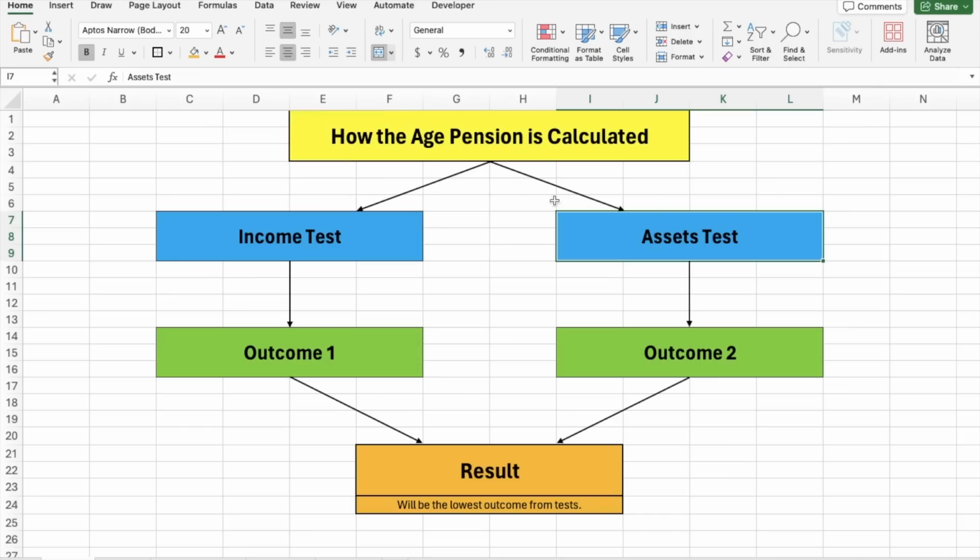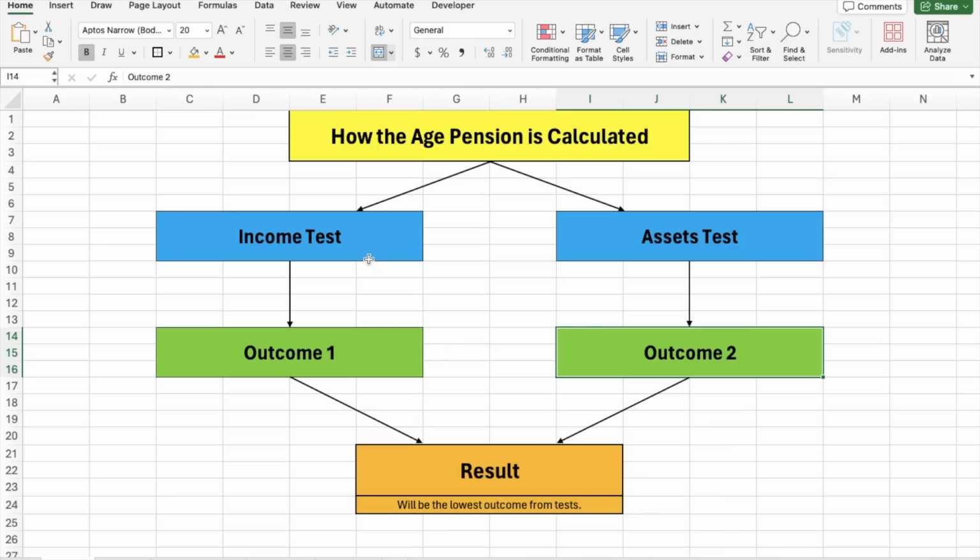Now, these two tests are separate of each other, so both tests will produce individual results. And whichever of these two results, and this is the most important part, whichever of these two outcomes is the lowest is the one that you will receive.